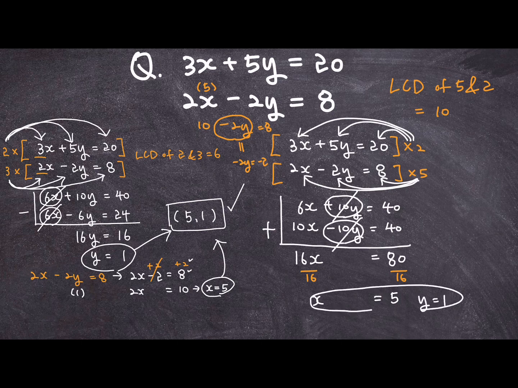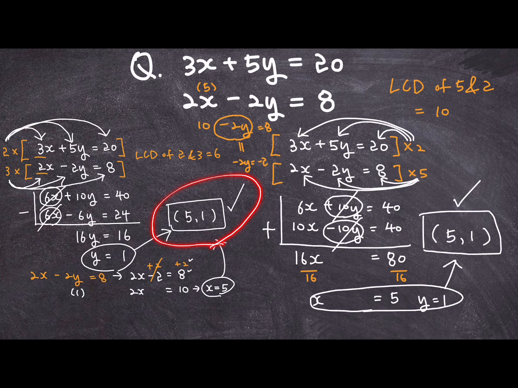So I have both x and y values figured out. So I can present my answer as (5, 1) in a parenthesis like that, which is the same exact answer that we have received from the first method. So this is how you would go about to solve system of equations using elimination method. Just remember to come up with LCD between coefficients of x or coefficients of y. That's all you need to remember when solving system of equations using elimination method.